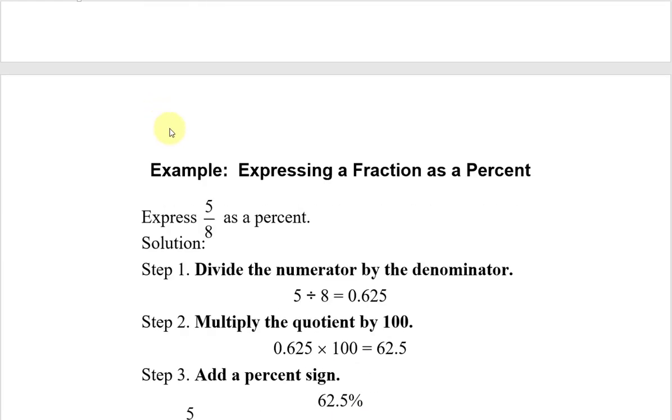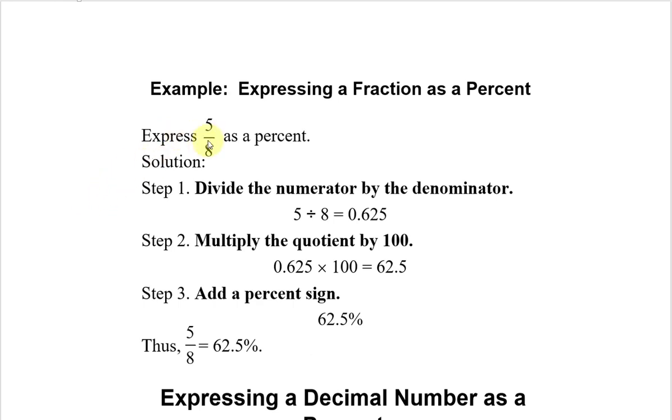So for example, I want to express 5/8 as a percent. We go ahead and divide 5 by 8. That is 0.625. Then we move the decimal point 2 places to the right, so you make it 62.5%. Or it's the same thing as multiplying by 100.